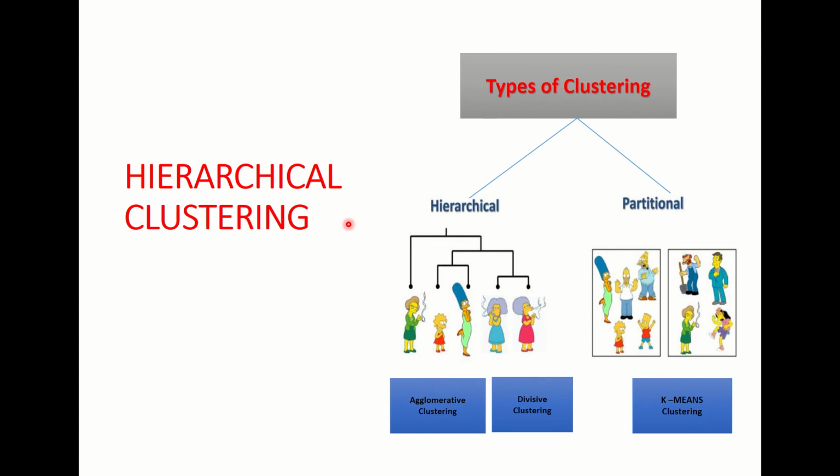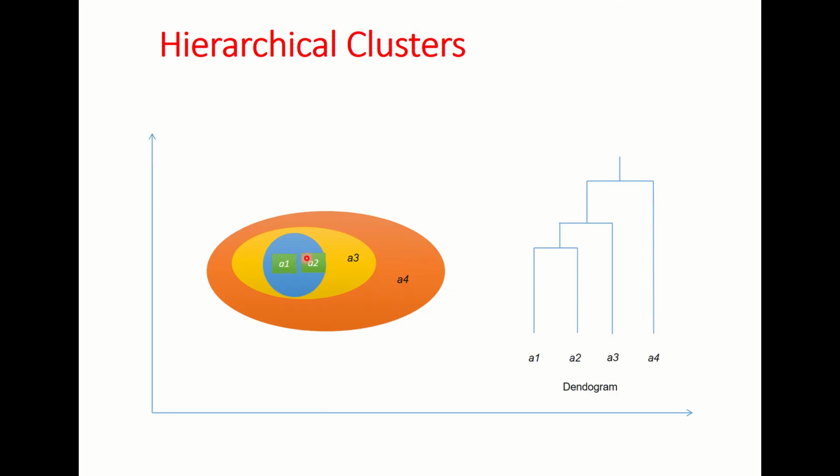By the name itself, it is clear that it is related to hierarchy, either a top down or a bottom up approach which we have to follow. So this is an example of hierarchical clusters. Say you have different data points like A1, A2, A3, A4. In this figure, you can see that A1 and A2 are grouped into one cluster, then A1, A2 together with A3 are grouped into another cluster, and then everything is grouped as one single cluster.